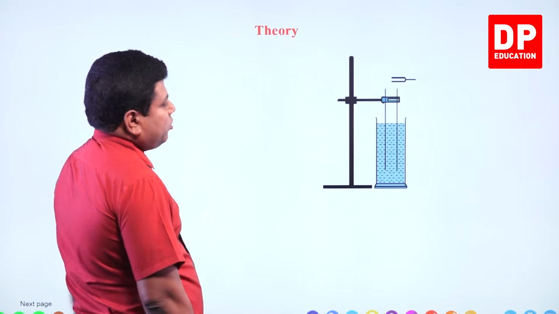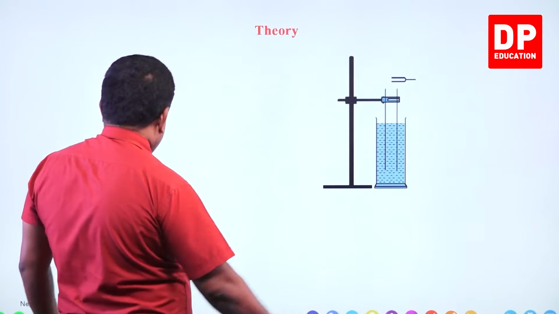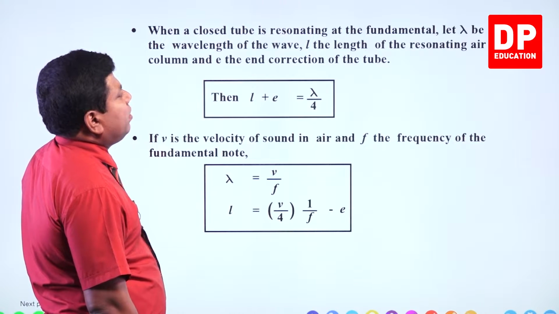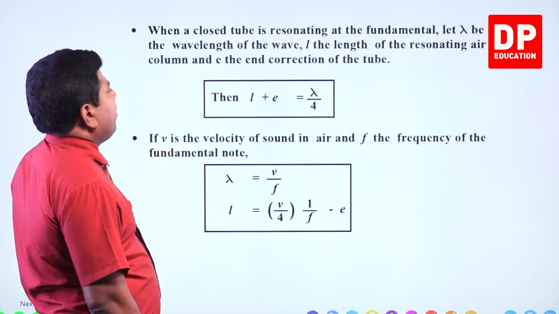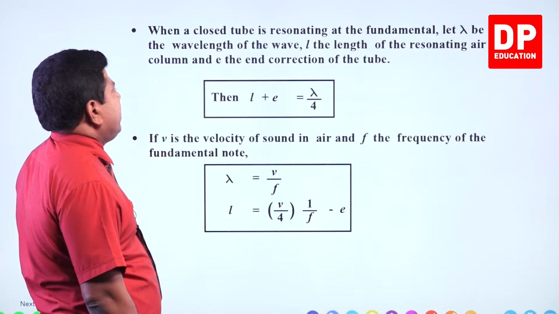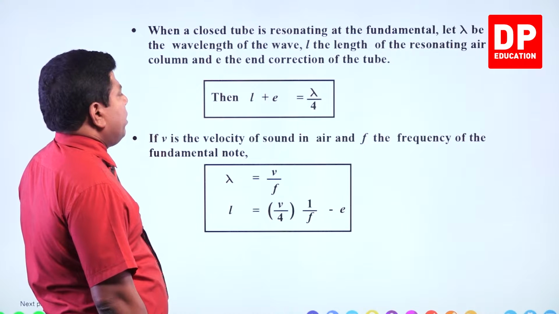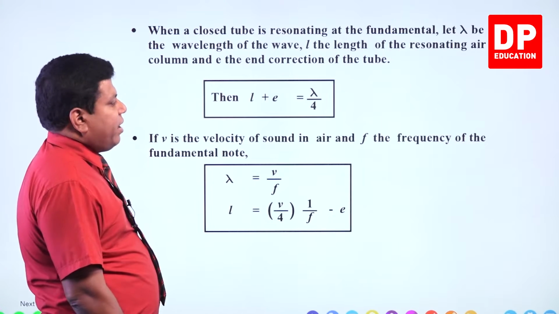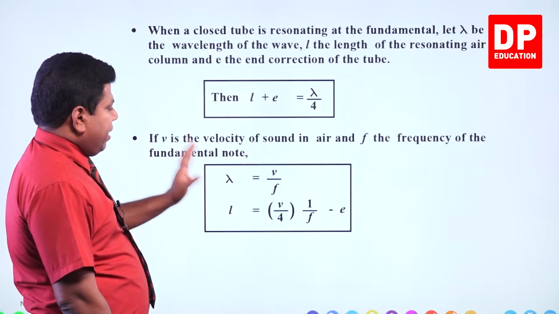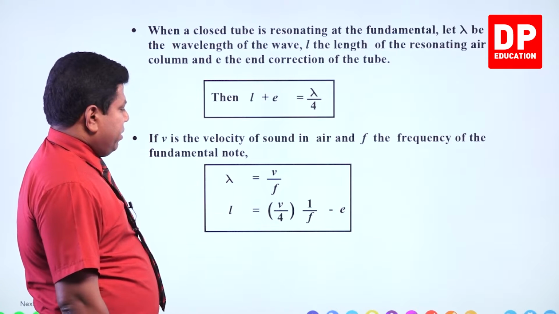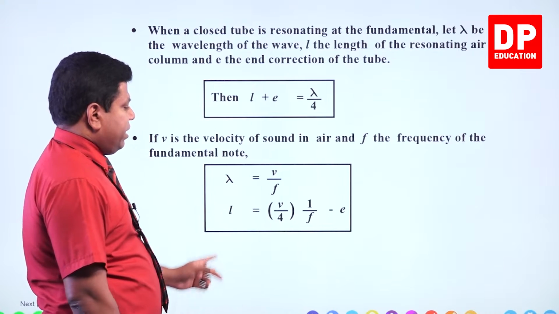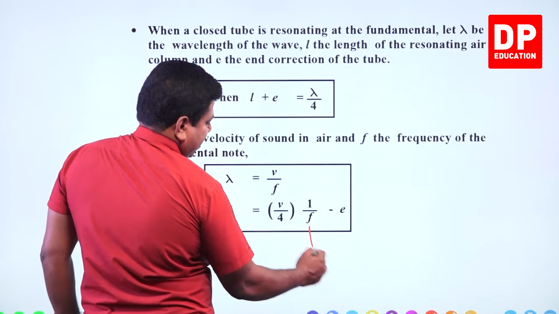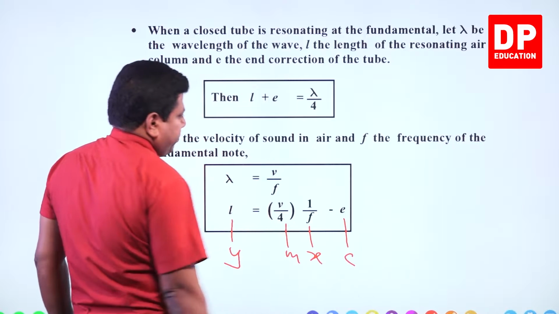Look at this same arrangement we have again, right. I already explained what we are going to do here. When a closed tube is resonating at the fundamental note, let lambda be the wavelength of the wave, L the length of the resonating air column, and E the end correction of the tube. L plus E equals lambda by 4. I explained it. If V is the velocity of sound in air, F the frequency of the fundamental note, then lambda equals V by F, right. For lambda, you can put 4(L plus E), rearrange it. This is what we have. So, this is what I am going to write in the y-axis, x-axis, M and C.